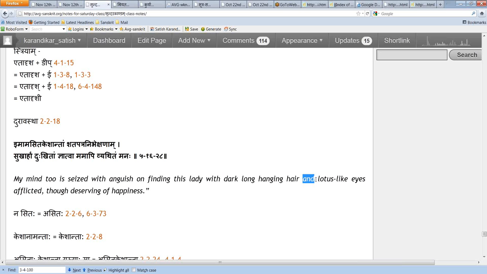Lotus-like eyes, Shatapatra Nibhekshanam. Afflicted, Dukhitam. Though I think is understood. Oh yeah, understood, I think. Deserving of happiness, Sukharham.